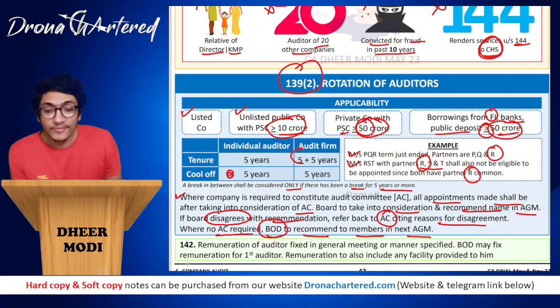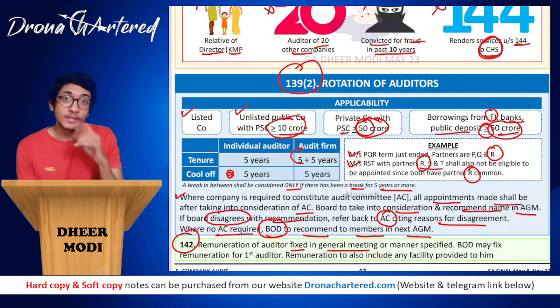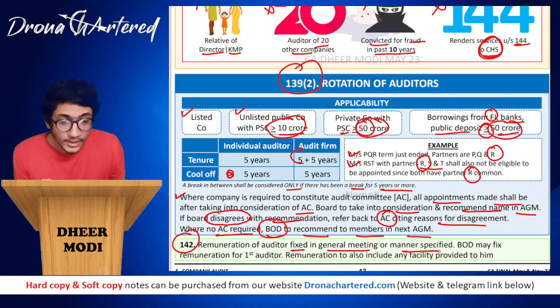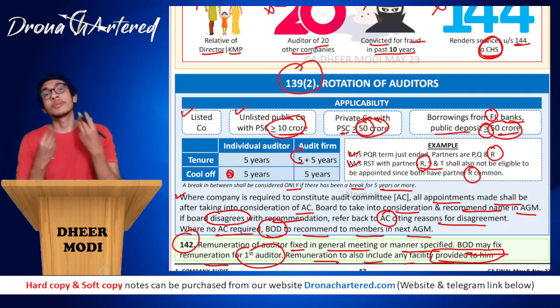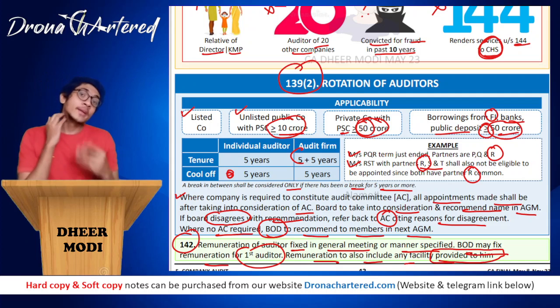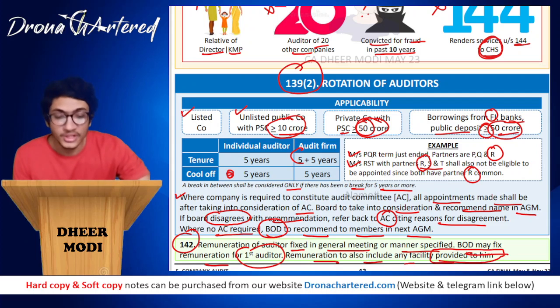Okay. Section 142, if you remember, we talked about remuneration of auditor, very small, nothing. Remuneration of auditor is fixed in general meeting, where the members are there, or in any manner specified. BOD may fix remuneration of the first auditor. Remuneration also includes any facility provided to him. If we are giving him any facility, suppose we give him a car to travel, this facility will also be added and considered as remuneration.